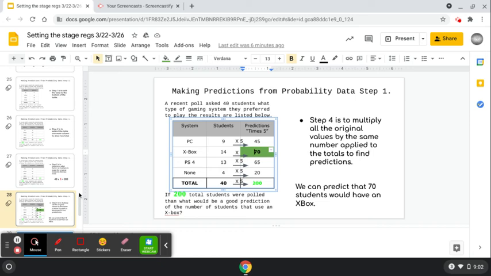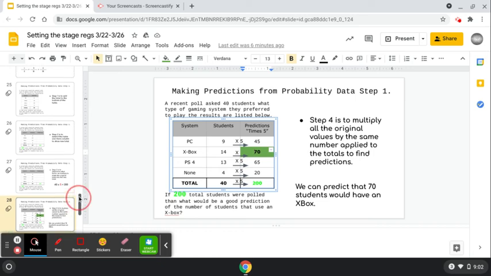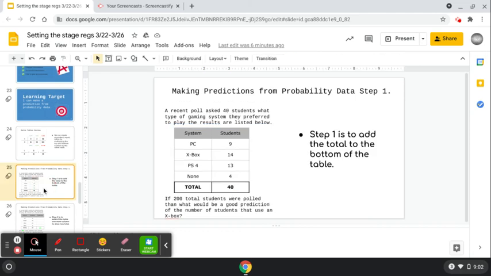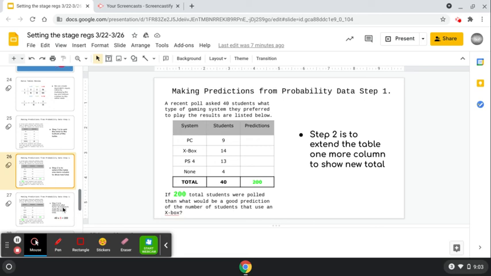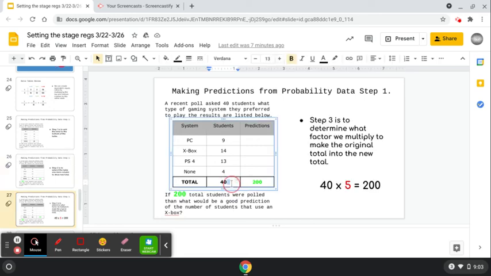So let's recap a little bit. When we're given a prediction problem, step 1 is find the total of the table and write it down. Step 2, create a new column with the new total, what I'm trying to get to. Step 3, figure out how I can turn this number into this number. So if this was a 10 and 100, it would be times 10. If this was a 5 and a 20, times 4. If this was a 6 and a 600, times 100. Okay, so what can I do to turn this into this?